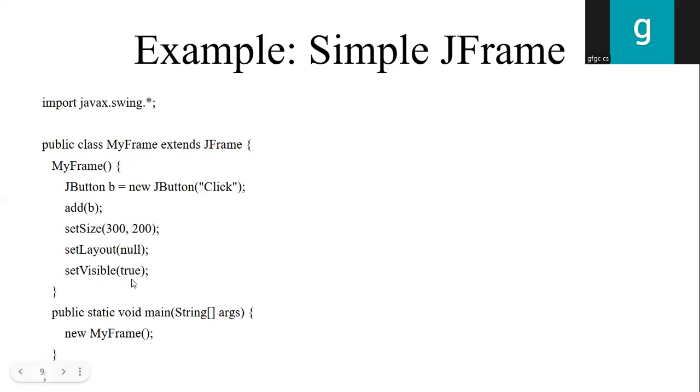Set visible true. What this function does is, whatever component like button I am adding here, that should be visible on that particular frame. Here in the main function I am just calling that constructor to display that frame.